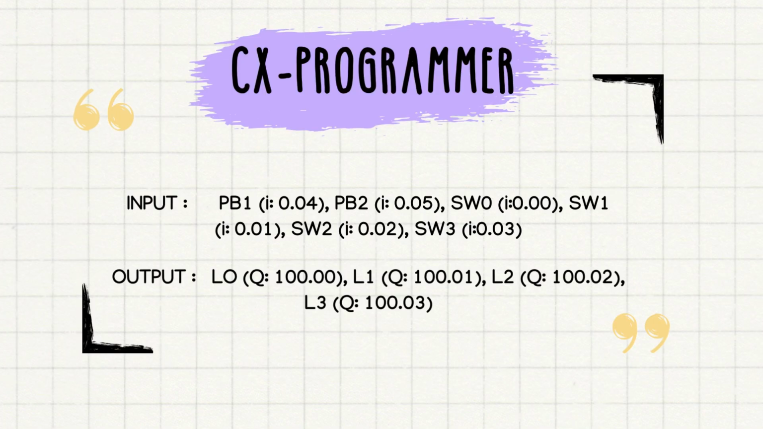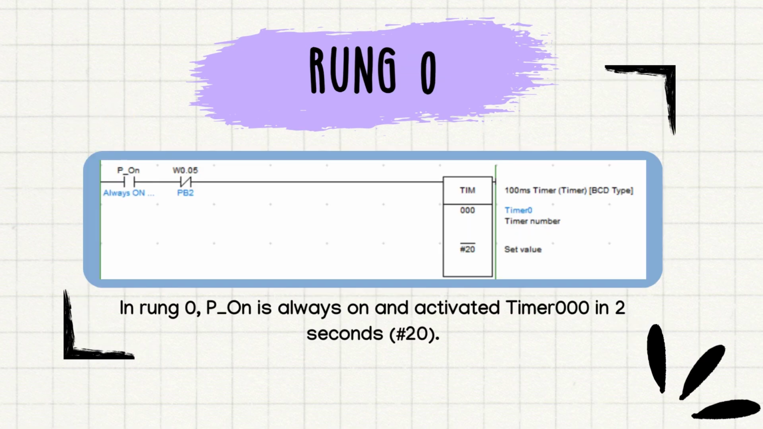In this slide, we explain input and output in CX Programmer. The first inputs are push button 1 and push button 2. Also, we use switch 0, switch 1, switch 2 and switch 3. But in output, we use lamp 0, lamp 1, lamp 2 and lamp 3. This is the circuit that we follow from the lab sheet.